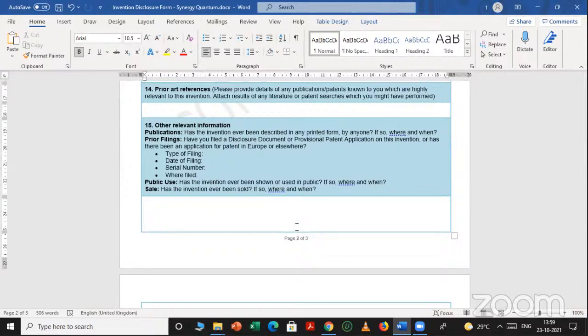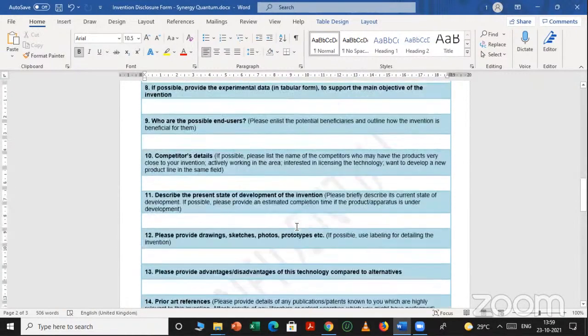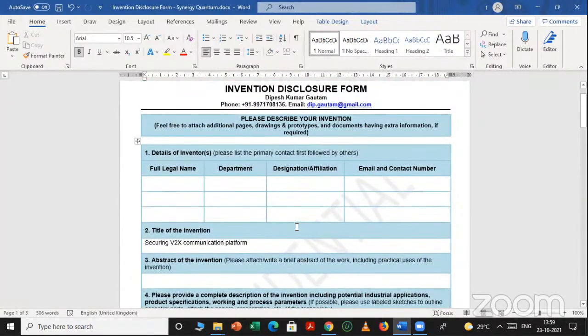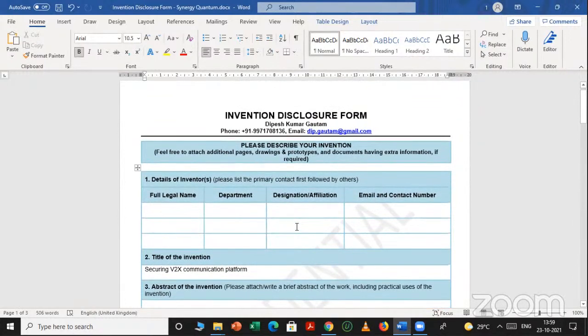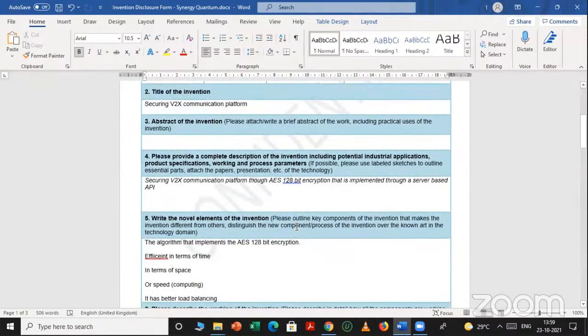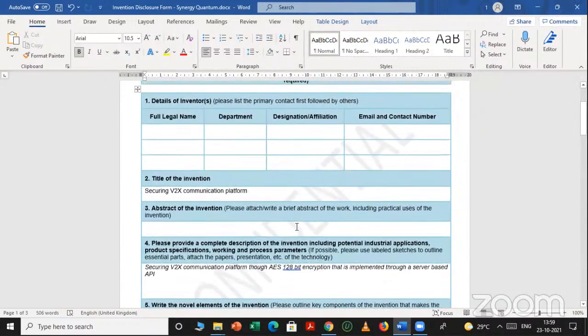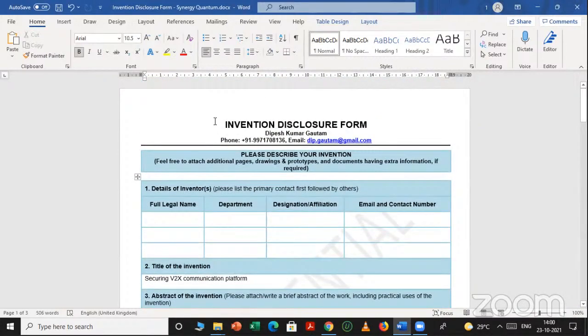And apart from that, if you have ever provided your invention or your research material to any organization or any companies or any product developing organization, you have to mention that detail here. So you can see these are the 15 points which I have already discussed, and these are very important. These are very simple points, but when you start writing them, you will encounter problems, and the way you describe this idea form describes your invention or your research material.